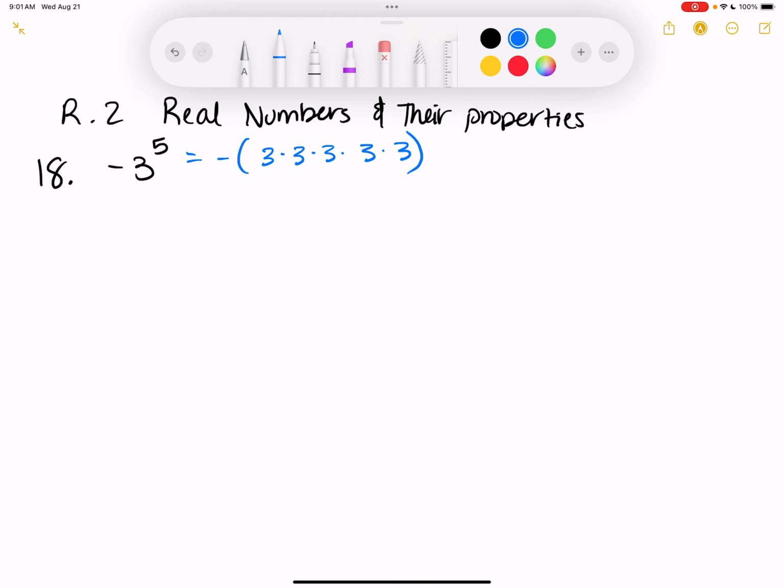So, what is that? 81 times 3. 243, I think. Something like that. So that would be -243.